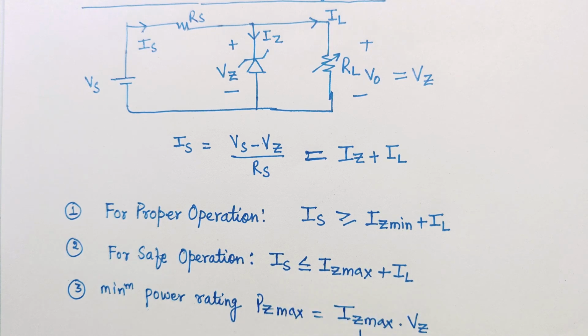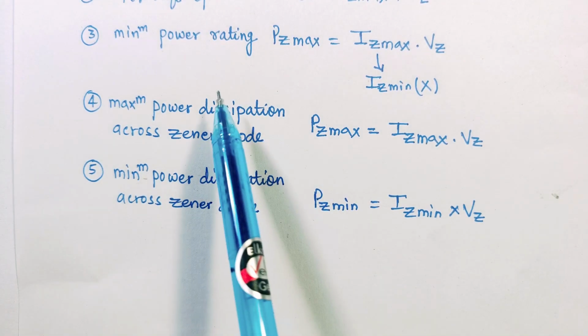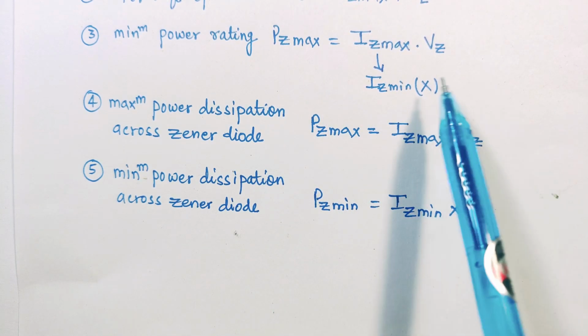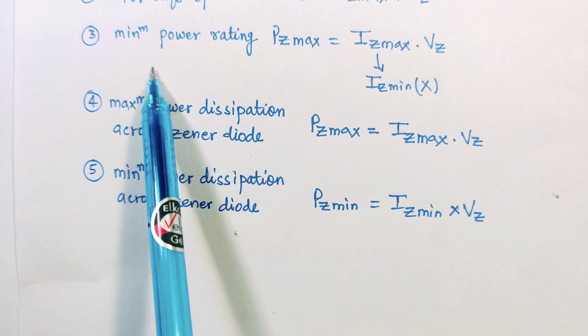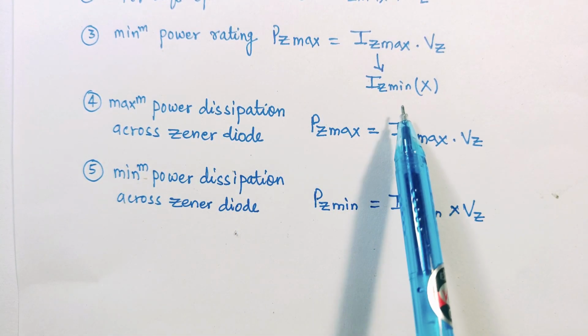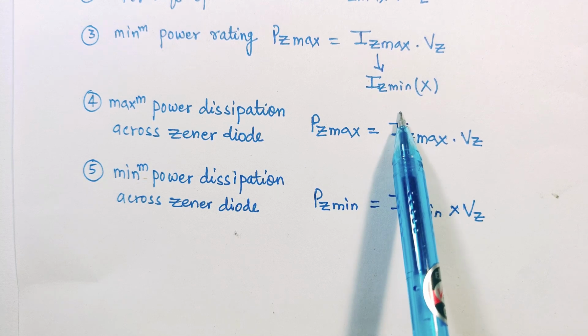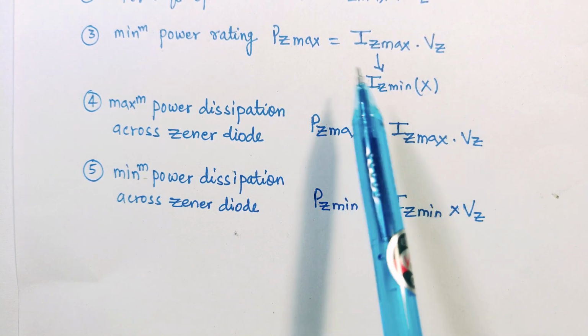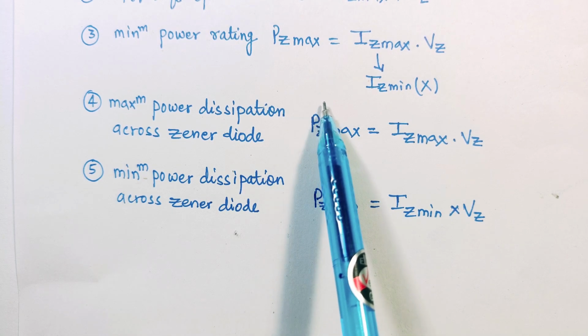Sometimes in problems related to power rating and power dissipation, a question is asked. So let us see how we can solve it. Minimum power rating of Zener diode can be written as Pz max equal to Iz max into Vz. Here we need to remember that the word minimum is used for the power rating, but Iz minimum current should not be used for the solution. Since this is the minimum rating, that is Iz max into Vz, required for a Zener diode for proper operation as a regulator.